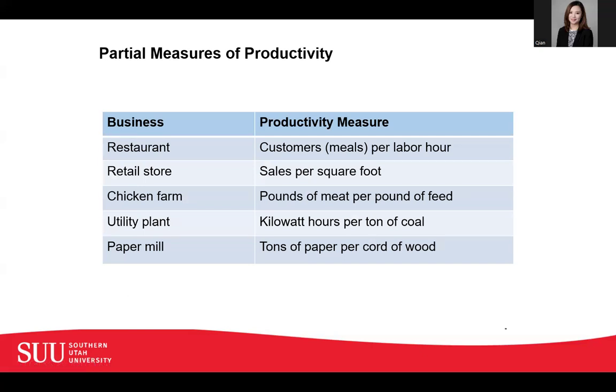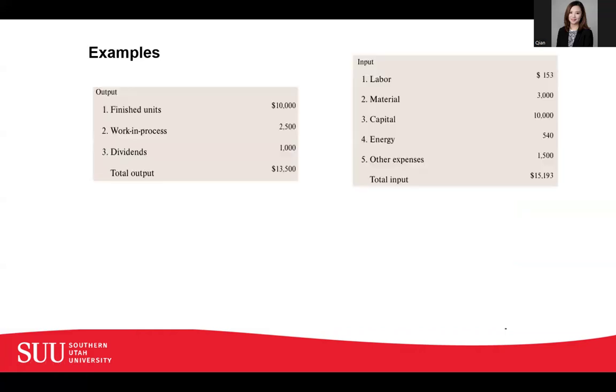And here are some measures you can consider in terms of the productivity ratio. For example, for restaurants, you probably measure customers per labor hour. For a paper mill, you consider tons of paper per cord of wood, so the materials you use. These are examples of productivity measures, and they come from the textbook.